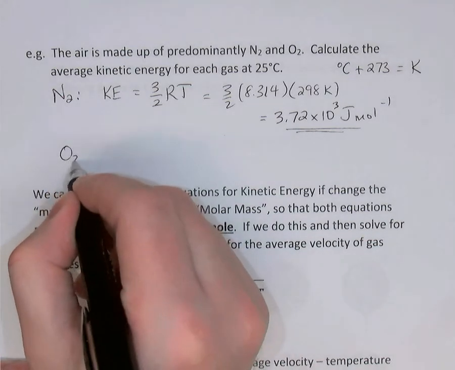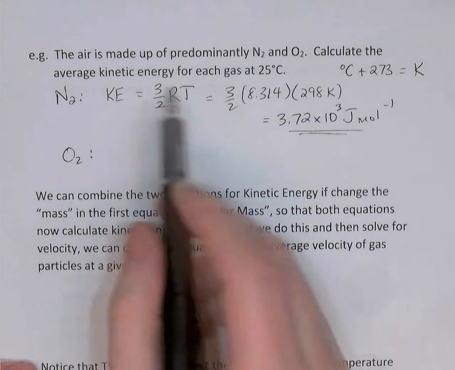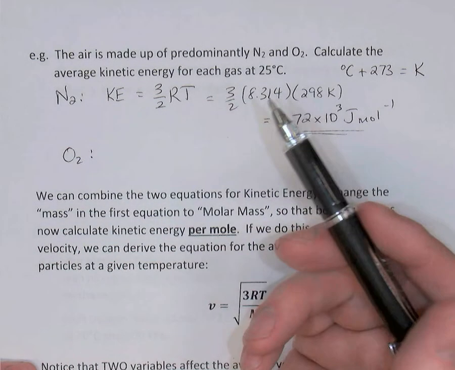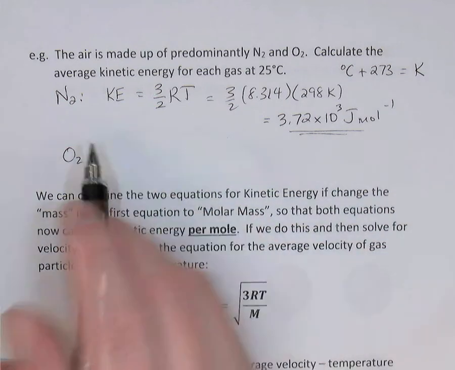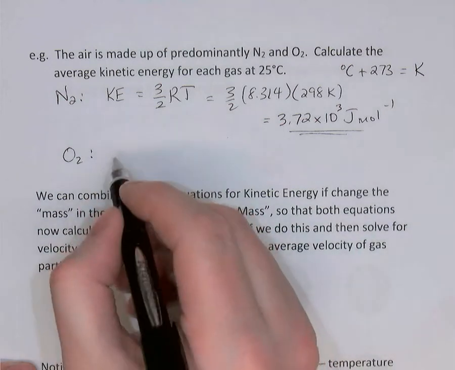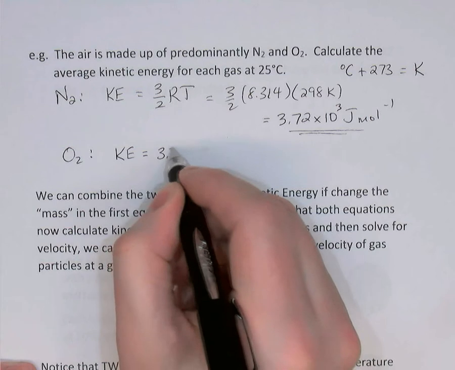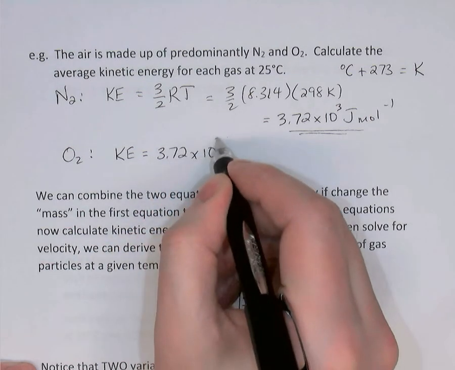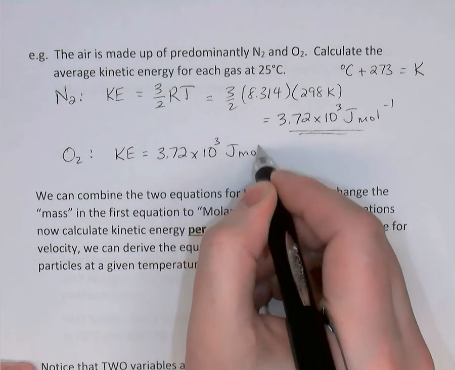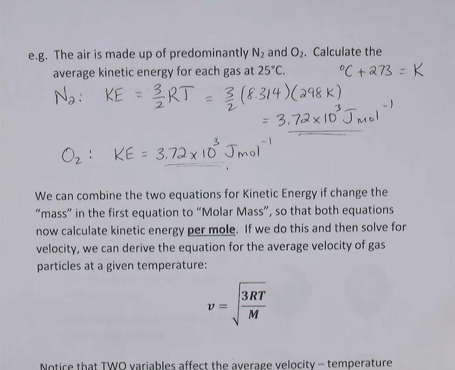Now what about the oxygen molecules? If you stop and think about it for a minute, we realize it's the same formula, and the temperature is the same. R is the same, so therefore we don't actually have to do any calculation. If these two gases are at the same temperature, they have to have the same average kinetic energy. So that's also 3.72 times 10 to the 3 joules per mole. Now, you could switch that to kilojoules if you like by just dividing by 1,000. It'll be 3.72 kilojoules per mole.